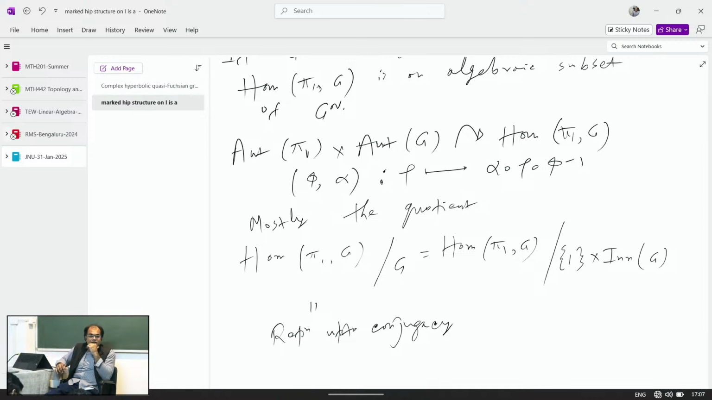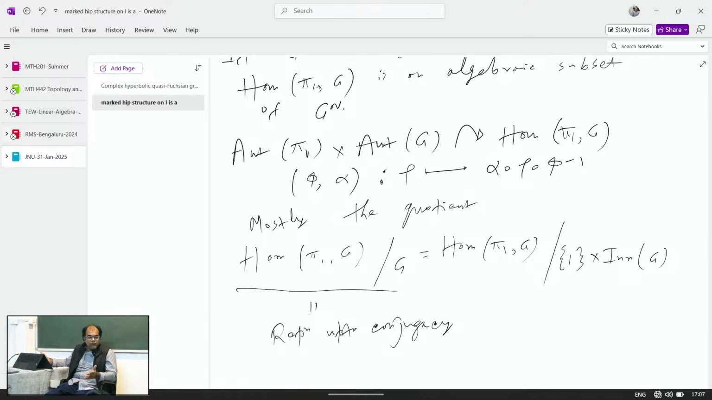So when you take inner automorphism, it's just the conjugation action. It means you take the conjugation action of G on this representation space and you consider the conjugation orbits of all these representations. So that's this space. This space is of much interest, and depending on the Lie group G, the understanding of this space changes. In the previous few minutes, I discussed only the case when G equals PSL2R, which is the Teichmüller space.